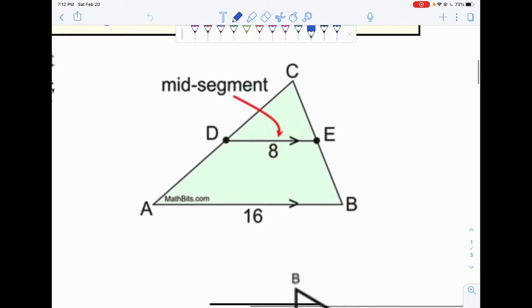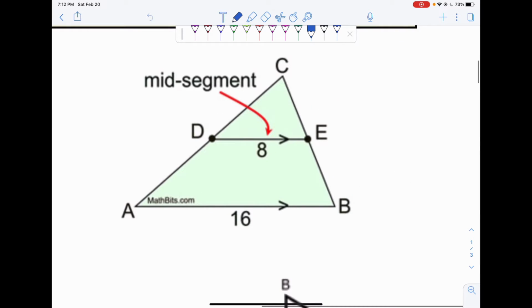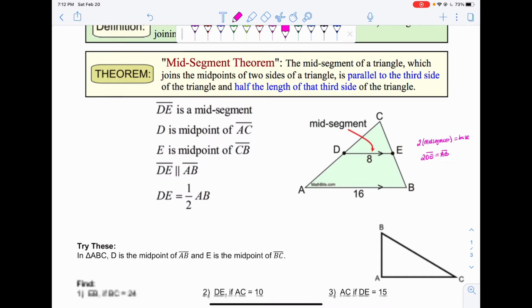We also mentioned yesterday, and we're going to rely on this heavily, that we're just going to double our midline. So 2 times your midline, or your mid-segment, is equal to your base. So 2DE is equal to AB. And that's what we're going to rely on today, because it just makes it easier. We don't have to halve anything or any of this nonsense.